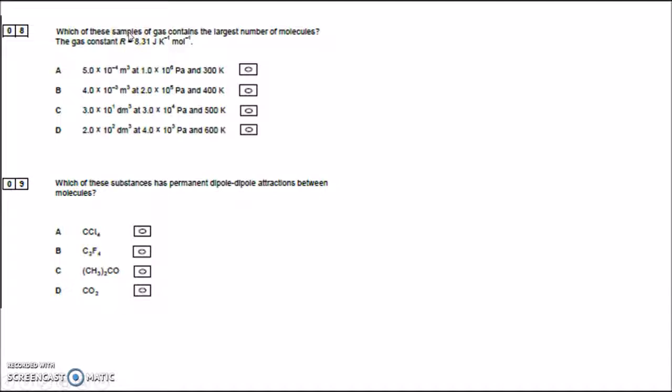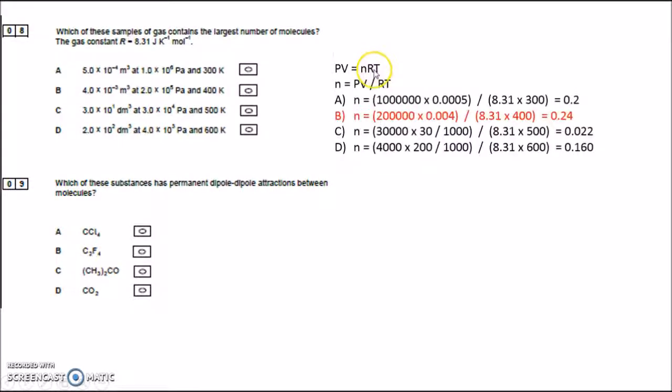Let's have a look at spoilers. So PV equals nRT, divide both sides by R and divide both sides by T to cancel the R and the T on that side. So n equals PV divided by RT. So I've got to work out PV and divide by R and T. Well, let's have a look at these.